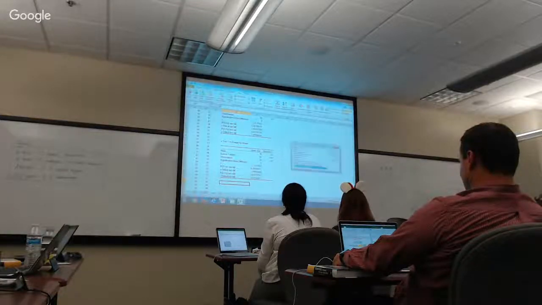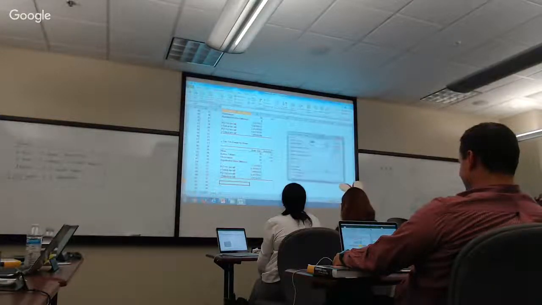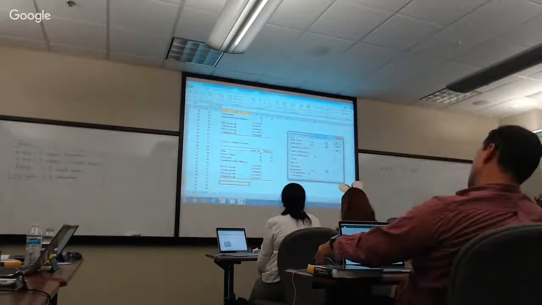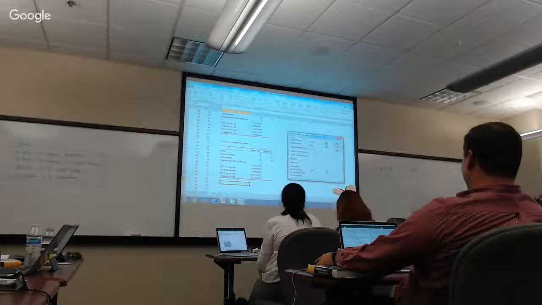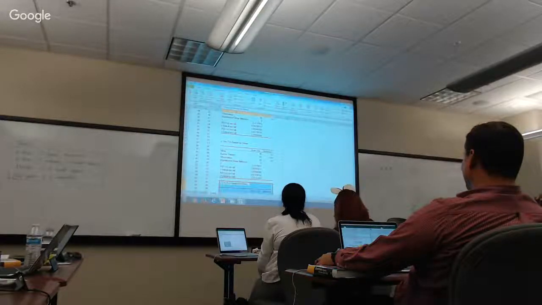Let's just do it for the heck of it. So I'll make this 0.01. I was trying to compare the top and the bottom one. I'm not going to help you much.